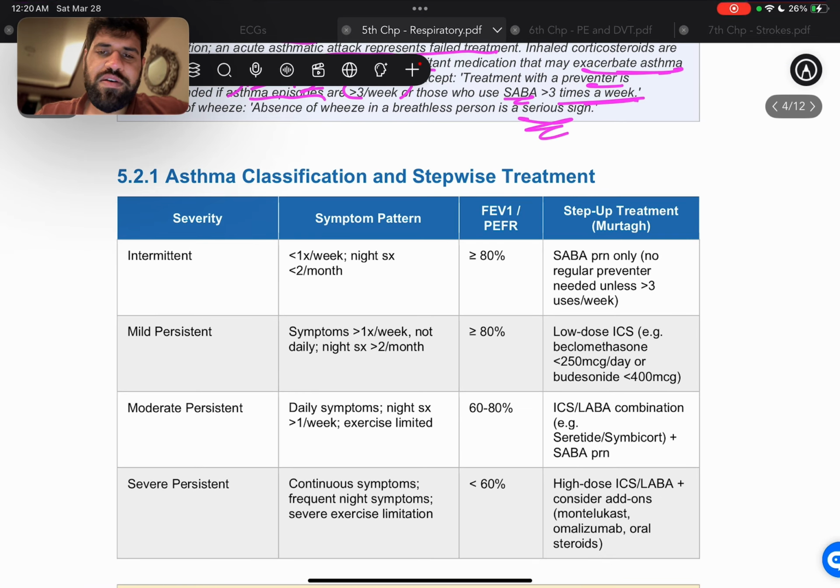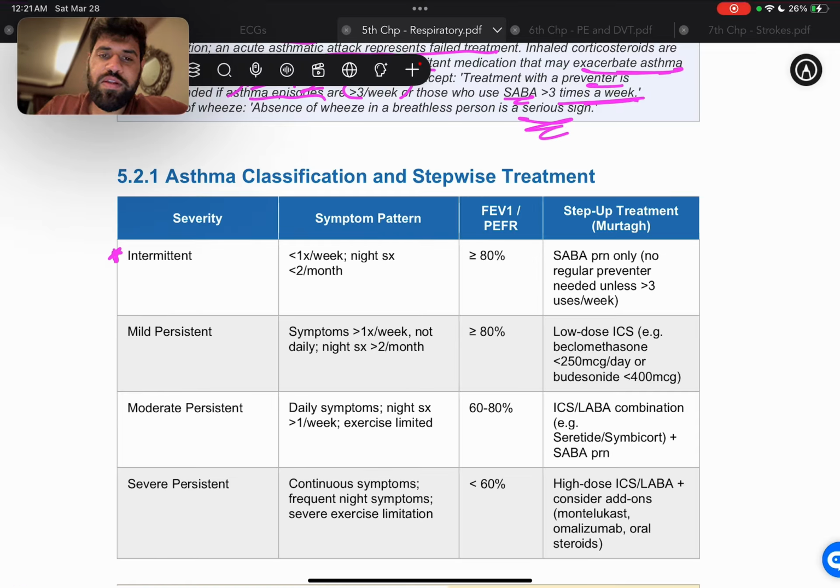Now the asthma classification, again, is very important because based on the classification we have different treatments for them. All right, now this is a very simplified table. You can memorize this. Most of the tables and most of the text in my guidebooks are very, very high yield, and if you can memorize those facts, they cover the majority of those topics and the majority of the questions that will be asked. All right, so in severity we have intermittent.